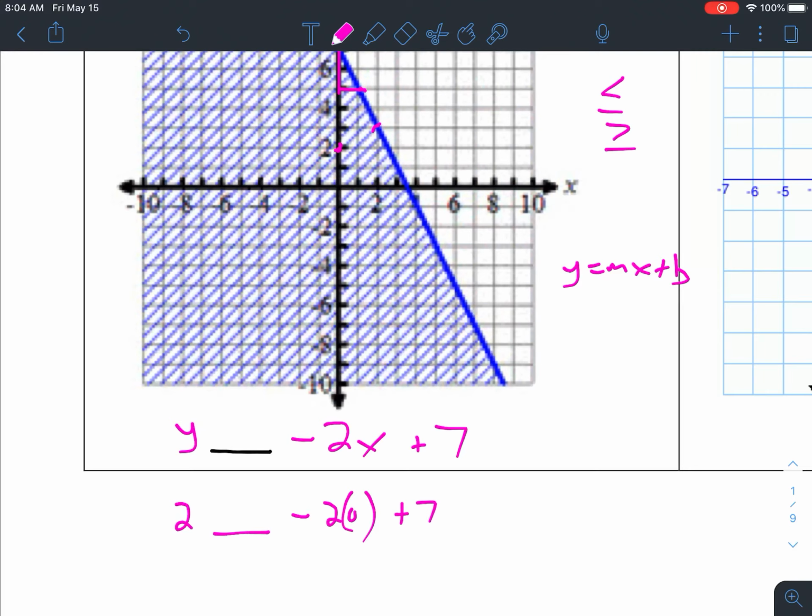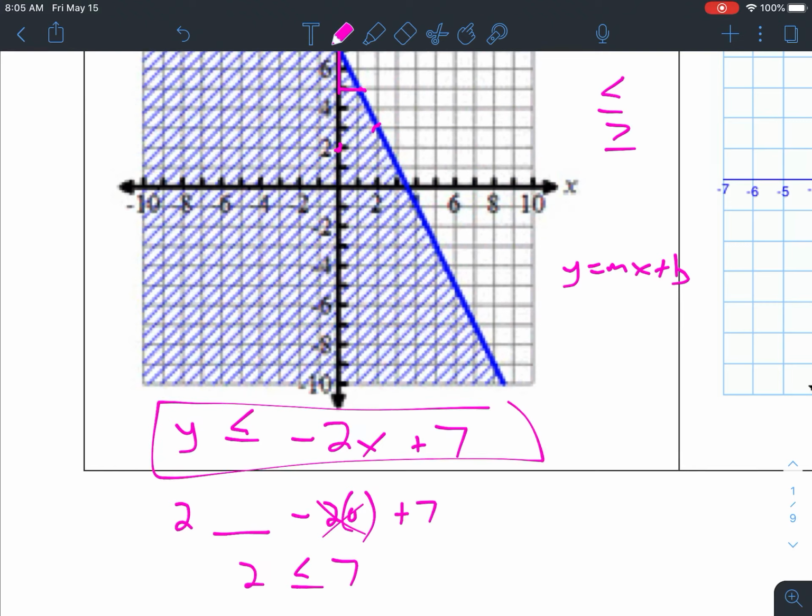So y is 2, x is 0, plus 7. So this cancels out, makes a 0. So 7, 2. We know 7 has got to be larger than 2. So our sign will now face towards the x, just like that. And that is our answer.